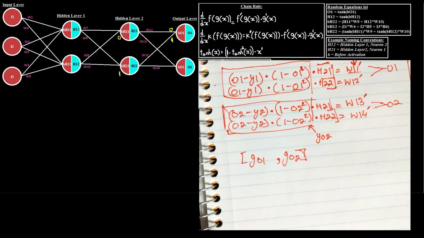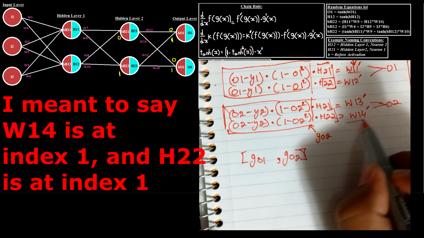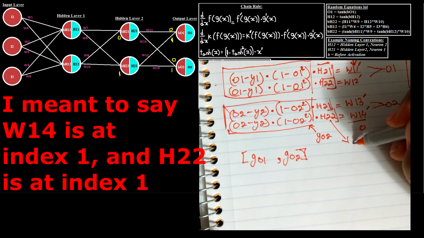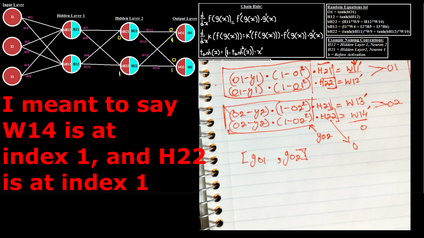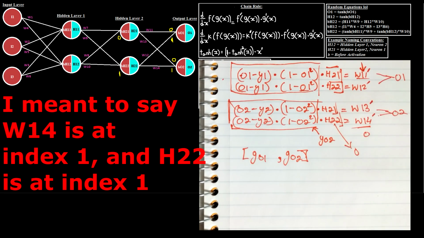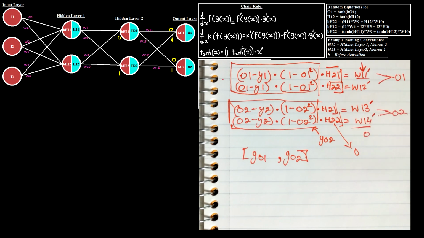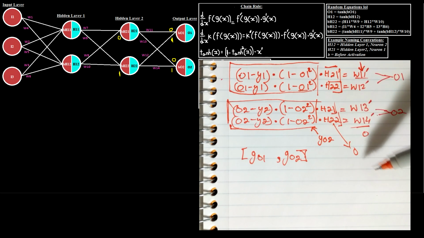So W11 you can see is at index 0, and H21 is also at index 0. Let's see, W14 is at index 1, right? W14 you can see is at index 1, whereas W13 is at index 0. So W14 here is at index 1, and this H22 is also at index 1. So we don't even have to calculate the derivative for this. We can just directly find it right away. That's going to save us a lot of computational time, because we're not going to be sitting there calculating derivatives. We've already found this really beautiful pattern matching that we can just do in code at constant time, basically.